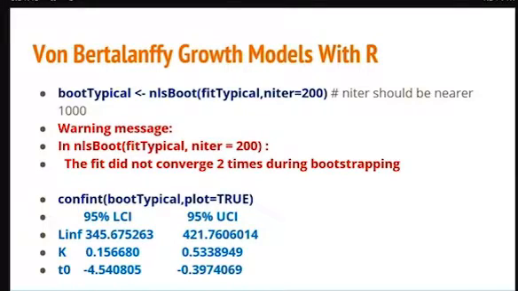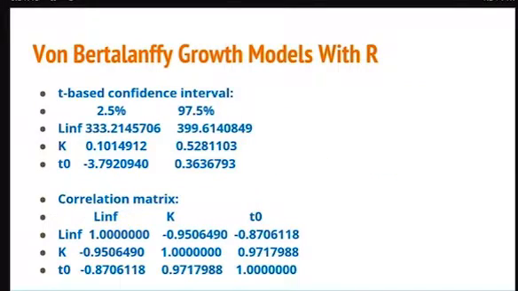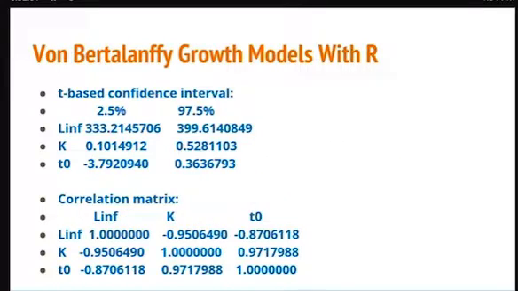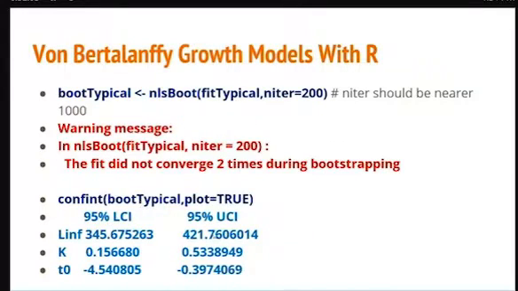Let's see. Initially, what was the range of L infinity? 33 to 399. Look at that range compared to the new range after bootstrapping. So we expect that the bootstrapping effort should lower the range for each of them.